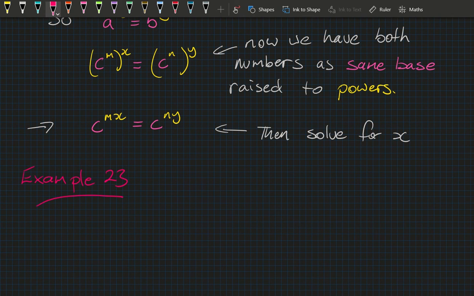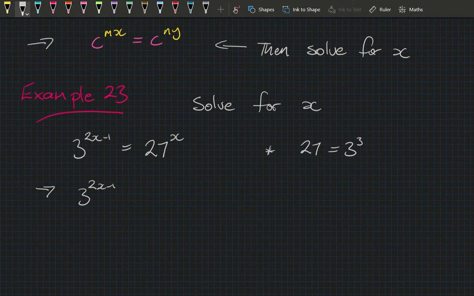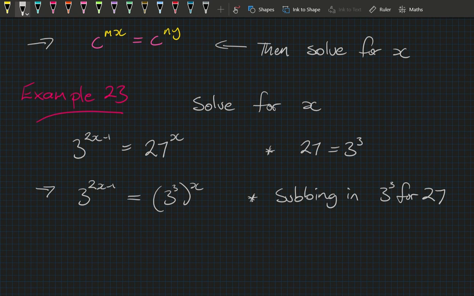Alright, so in example 23, we need to solve for x when we have the equation 3 to the 2x minus 1 equals 27 to the x. So I know that 27 is equal to 3 to the 3. So then we can use this in our new equation and rewrite it as 3 to the 2x minus 1 equals 3 to the 3 raised to the power of x, just by subbing in 3 to the 3 for 27. And using the third law, that becomes 3 to the 2x minus 1 equals 3 to the 3x.